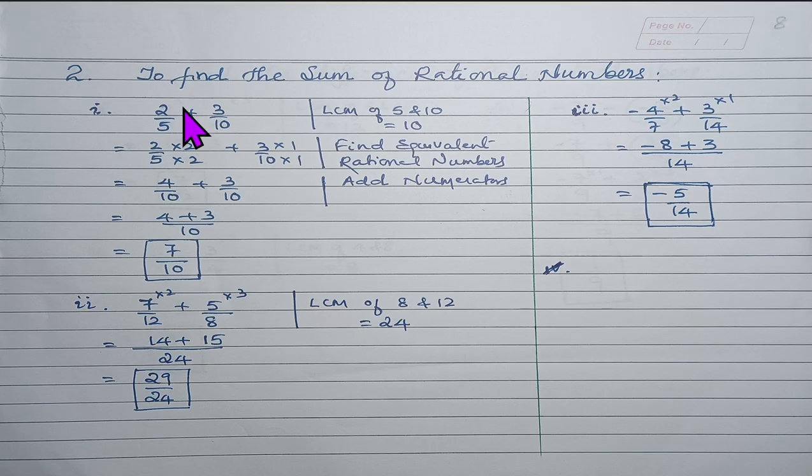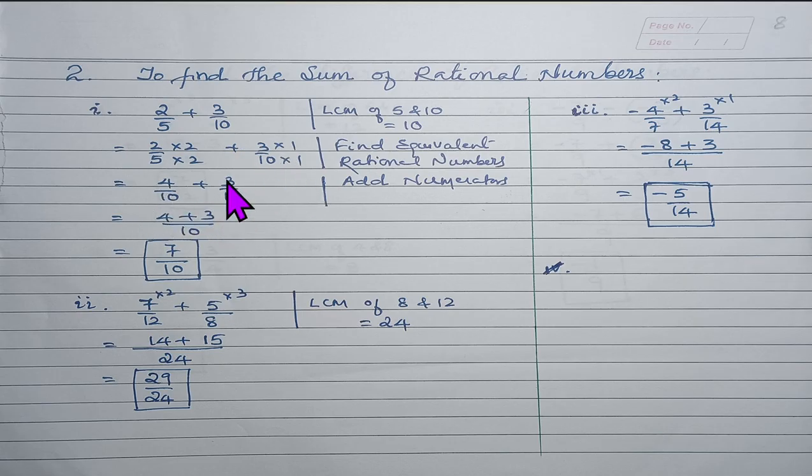Now we are given the rational numbers 2 by 3 and 3 by 10. We have to add them. To add them, if you see here the denominators are different, so find the LCM of the denominators, it is 10, and make the denominators 10 by multiplying by 2 here, that is 2 into 2 is 4, 5 into 2 is 10, 3 into 1, 10 into 1, so we have made the denominators the same.